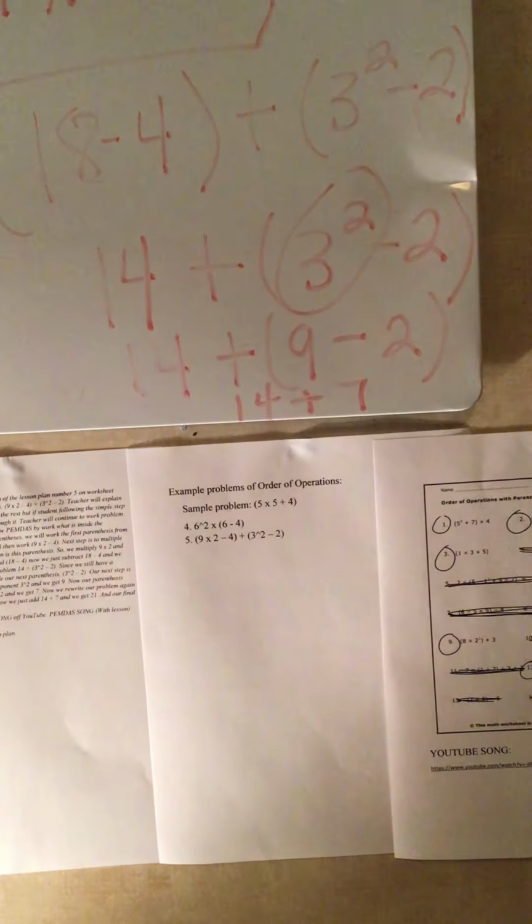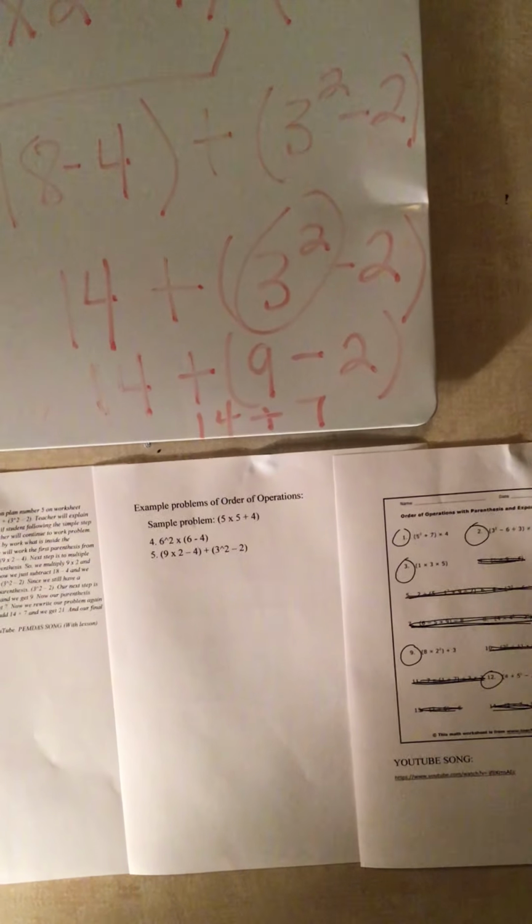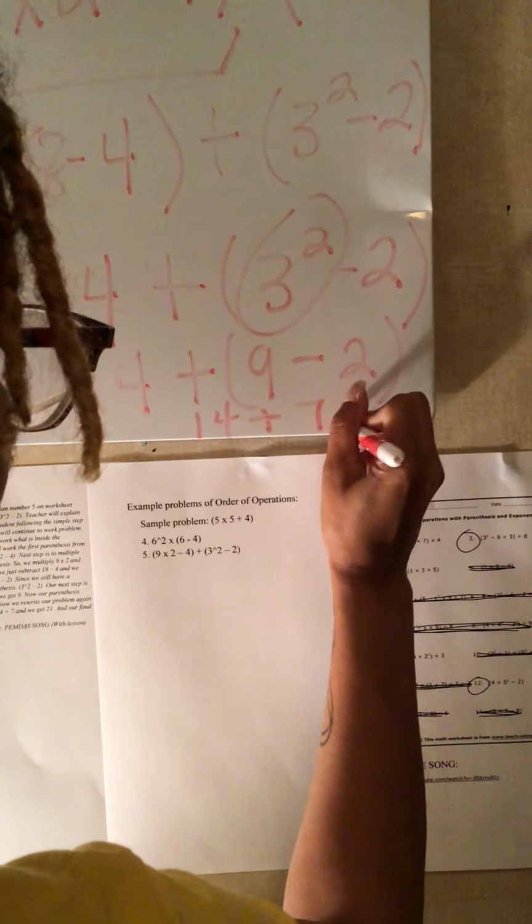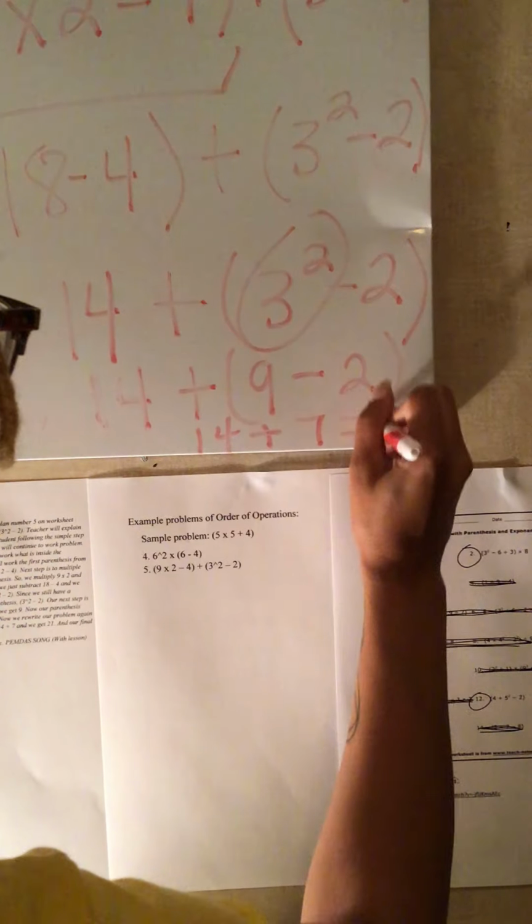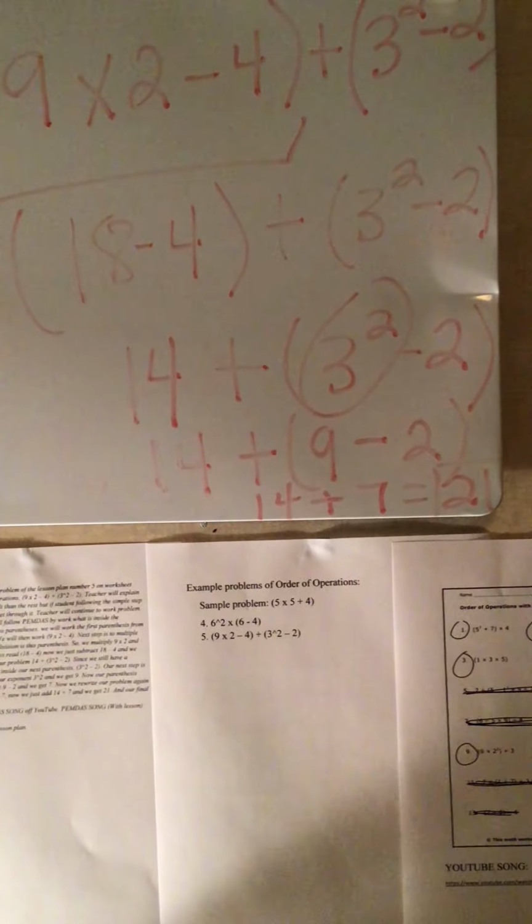And now our problem reads 14 plus 7. And 14 plus 7 is 21. And 21 is our answer. And that's how you work your order operation problems using your Panda.